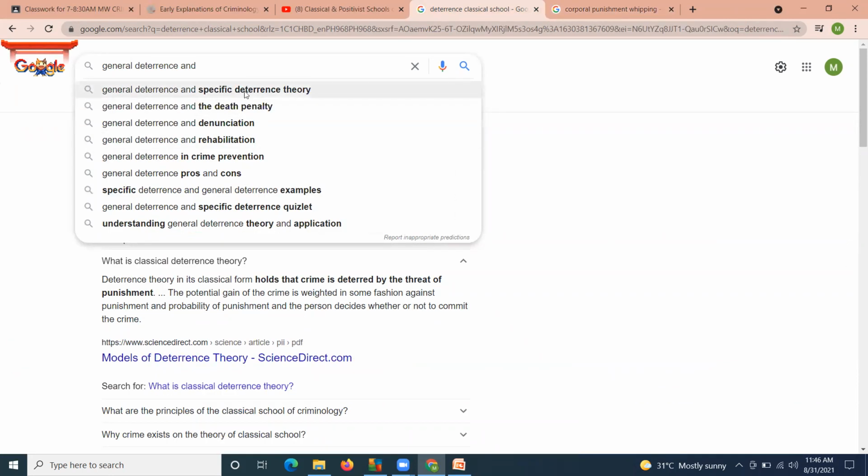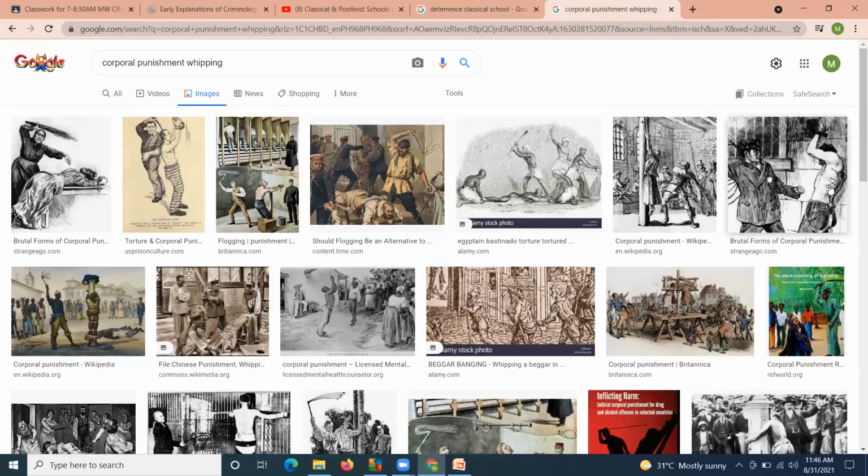But when you say specific deterrence, it means that it is directly the person who committed the crime who learns the lesson. Again, it is directly the person who committed the crime who learns the lesson. For example, he is the one who committed a crime, so he learned from specific deterrence. He will say, I will not repeat the crime committed because I do not want to be subjected to this kind of corporal punishment by whipping.